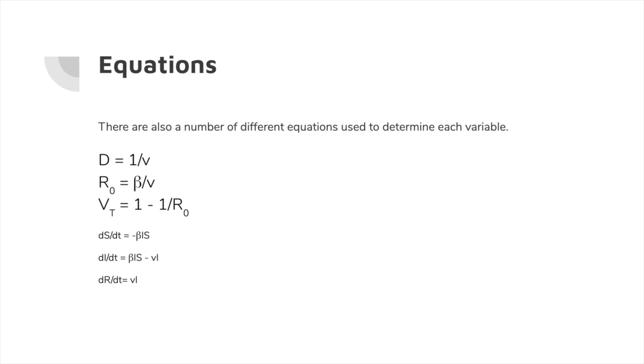There are also a number of different equations used to determine each variable, like I said. So with D, which I researched, you can use it to find V. With R of O, which I also researched, you can use it to find beta, also using V, the value that you got from the equation above. And then V of T you can solve for using R of O, which I researched. And then these last two equations, I'll go more in depth with this, but they're too complicated to solve by hand, so I used modeling technology.